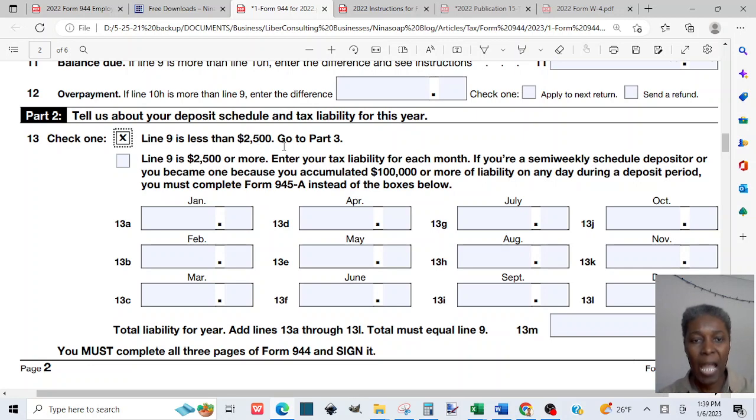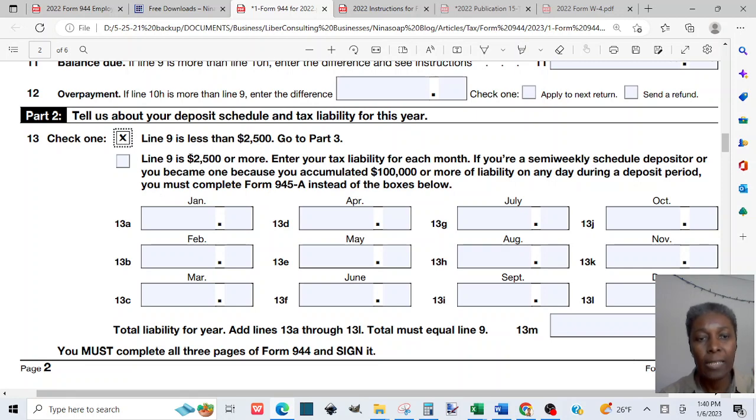Okay, but when it happens that your line 9 is $2,500 or more during the year, you are automatically required to make deposits throughout the year. But again, it's all about how you are tracking your taxes. So in our case, it's less than $2,500. So we'll check the first box.